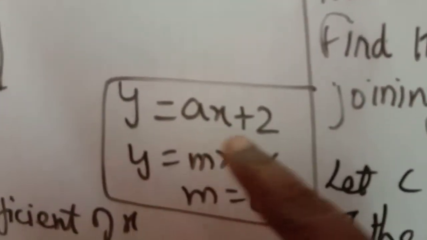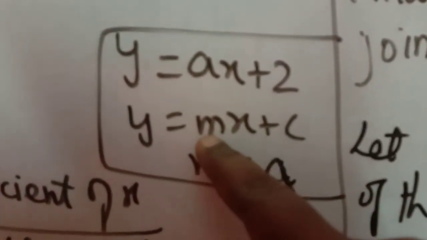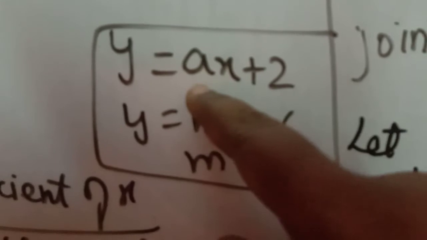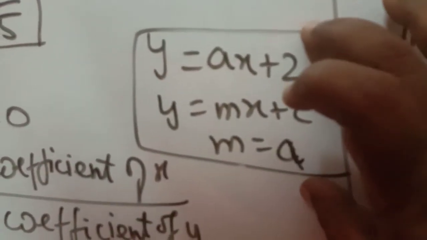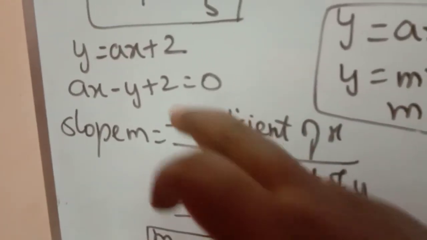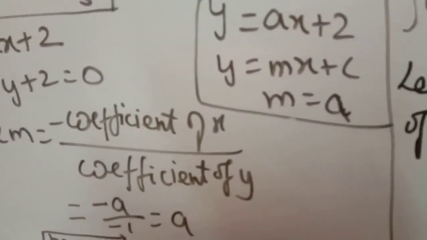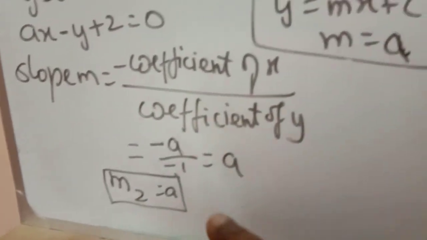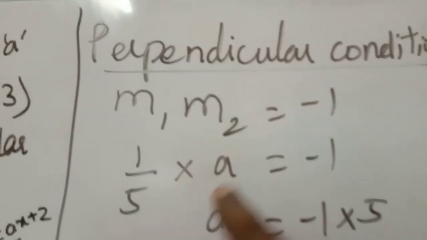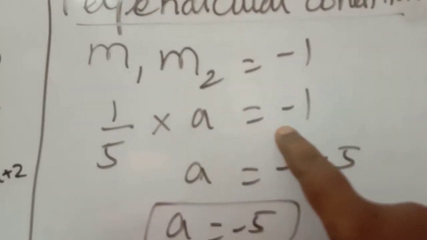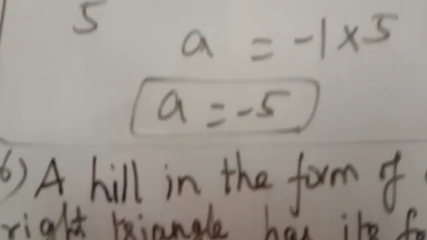One more thing, y equal to ax plus 2 is in the form of y equal to mx plus c. So coefficient of x is m, and the coefficient of x is a. So slope m is equal to a. Like this we can directly write it; otherwise, using this formula, if equation is given, this is the formula to find slope. So consider m2 is equal to a. Now perpendicular condition, m1 m2 is equal to minus 1. So m1 value 1 by 5 into a is equal to minus 1. So a is equal to minus 5.